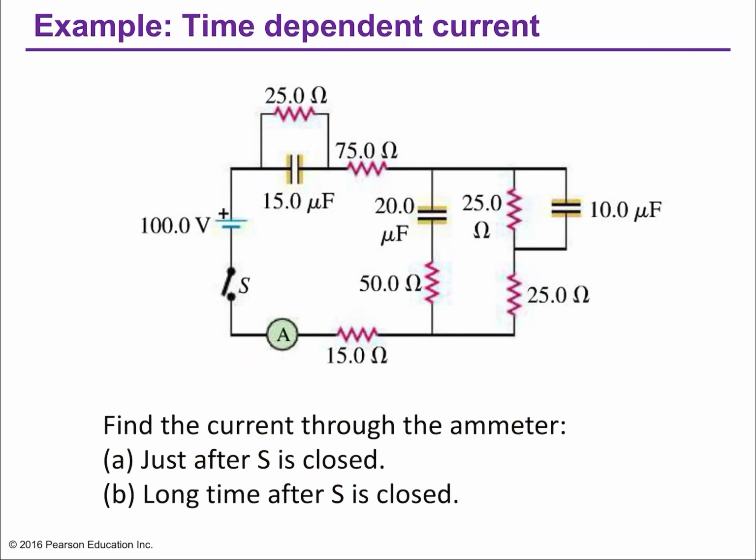Let's take a look at another example. In this example, you're given a circuit with 3 capacitors, 15 microfarad, 20 microfarad, and 10 microfarads. And you're asked to figure out the current through the ammeter here under 2 situations. Situation A, just after S is closed. That means figure it out at t equals 0. B, long time after S is closed. That means when t is equal to infinity.